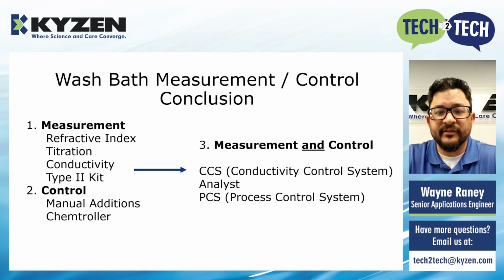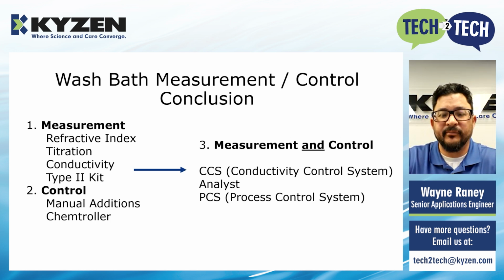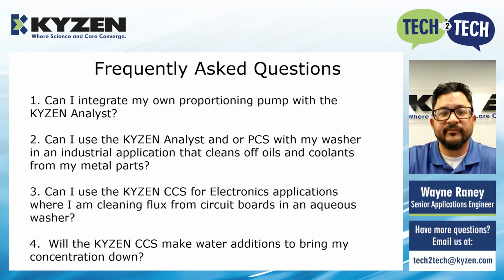So in conclusion or summary, there are several methods to measurement and control of your wash bath chemistry concentration percentage. There's also ways to combine the two to get more functionality, such as in the CCS, the Analyst, and the PCS. Also, some of these are more useful in electronic applications, and others are more suited for industrial applications. There are different questions that people have when talking about this.